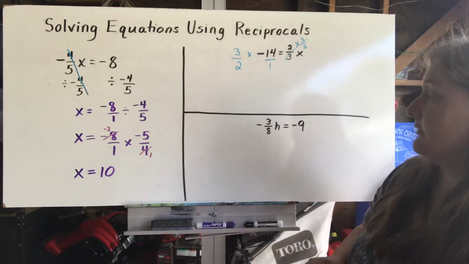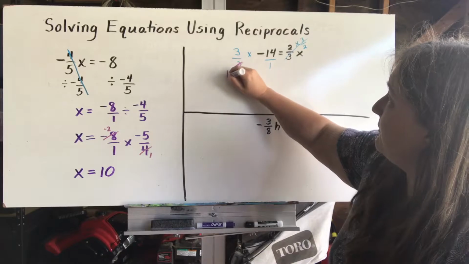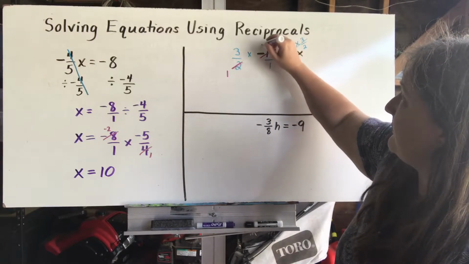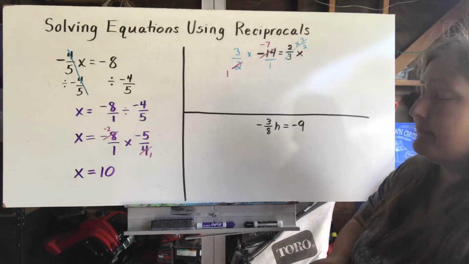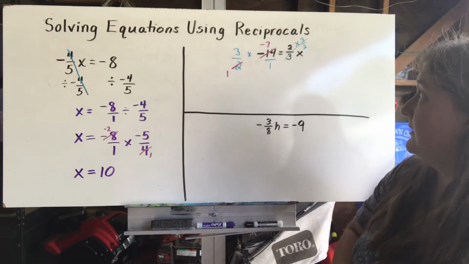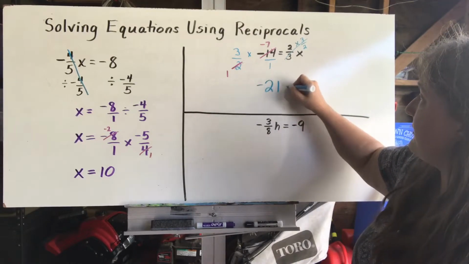And I see there's some cross reducing I could do here. So I can divide 2 by 2 and get 1. And negative 14 divided by 2 is negative 7. So on top I get 3 times negative 7 is negative 21 over 1. So negative 21 is my value for x.